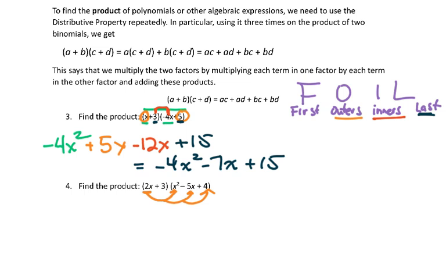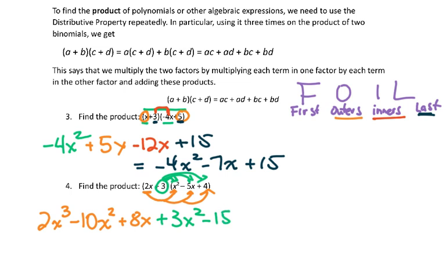So 2x times x squared is 2x cubed. 2x times negative 5x is minus 10x squared. And then finally the 2x times the 4 will give me a plus 8x. And then next I'm going to take my 3 and do the same thing, multiply it by each of these terms. So my plus 3 times x squared will give me a 3x squared. 3 and the minus 5 will give me a negative 15x. And then finally the 3 and the 4 will give me a plus 12.